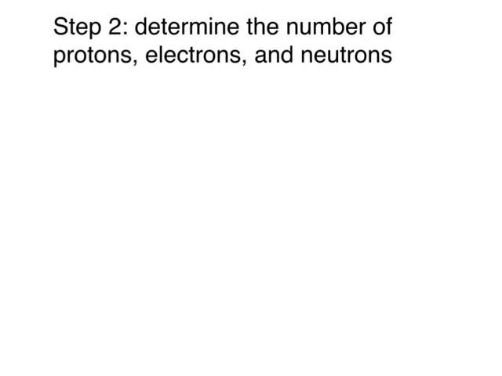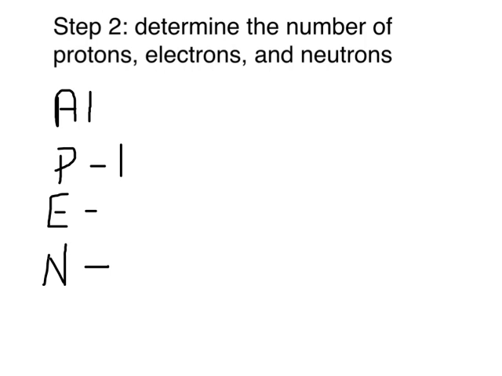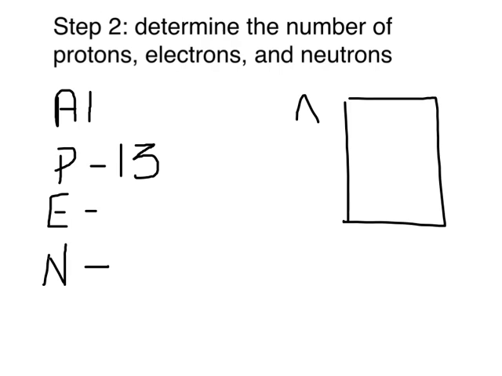Next, you're going to determine the number of protons, electrons, and neutrons in your element. So I have Al, and then I'm going to write the word PEN, the P, then the E, then the N. Okay, if I go back to my periodic table, I'll notice that aluminum has 13 as its atomic number, and it has a mass. If I look on the periodic table, aluminum has the Al, and there's a 13 on top, and a 27 on the bottom.